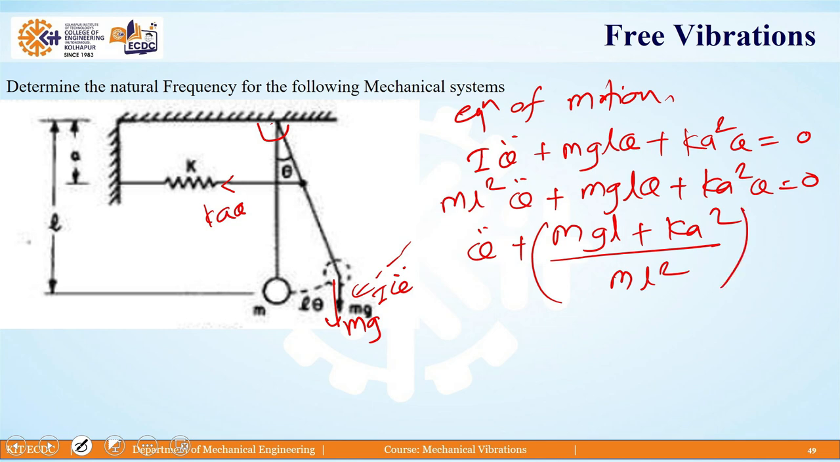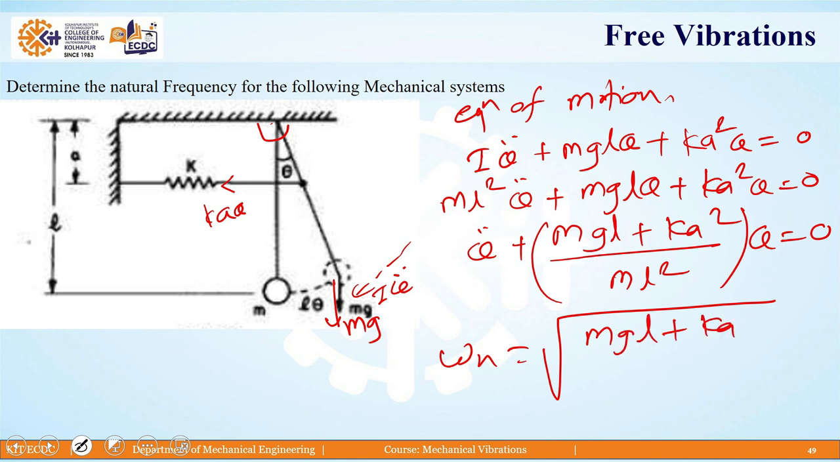And we can get the natural frequency as under root of (mgl plus ka square) divided by ml square. The unit for this will be radians per second. So this is how we can get the natural frequency of the various systems.